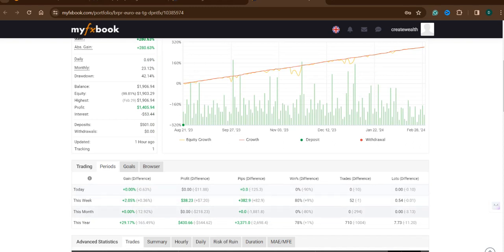This week we made 2.05%. This month we made 0.00, because today is the 1st of March, and I think there was not much movement earlier. Whatever we will make will take some time, after an hour or so. This year we made almost around 30%.